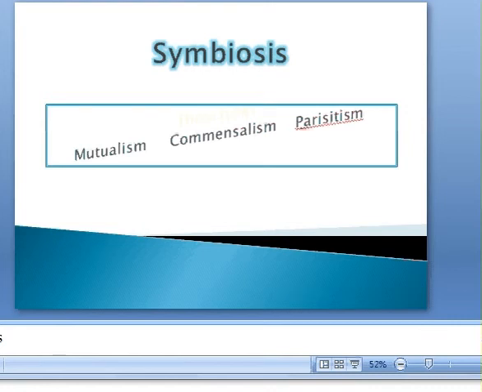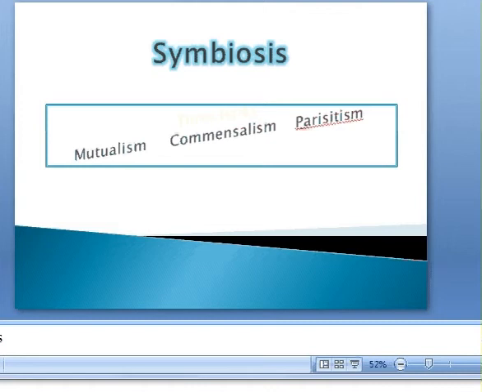Okay, so we're going to be going over, you have a project in Unit 3 that's called Symbiosis. And I'm just going to briefly go over a little bit about the project itself and then give you a little insight onto the three types of symbiosis that there are.